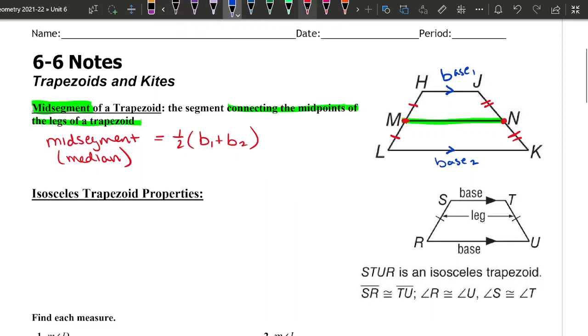Next we have isosceles trapezoid. So isosceles trapezoid, just like an isosceles triangle, tells us that the legs are the same length. So the parts that are not the bases are the legs. And that's all over here in this diagram. We have the legs are the side pieces, and we see that they're congruent if it is an isosceles trapezoid. And there's a base on top and a base on bottom. That's the parallel pieces.